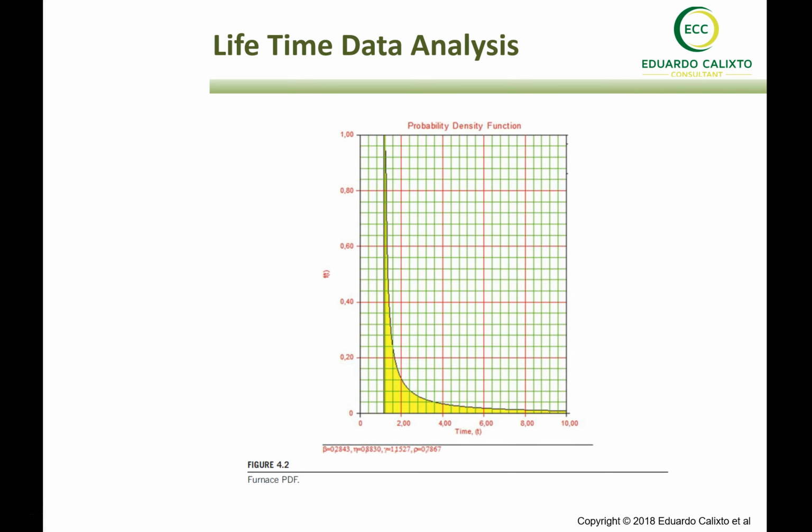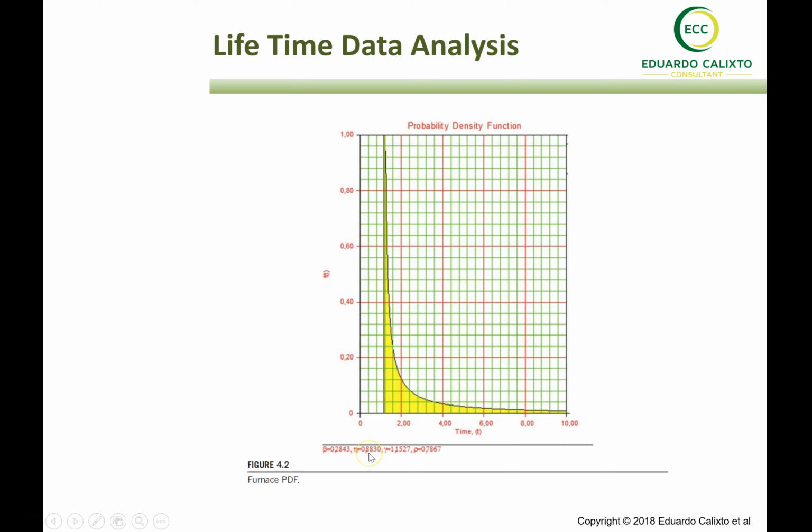So the life cycle analysis represents the behavior of such equipment. Here we demonstrate just a result. We have a beta PDF, and you can see the beta parameters here. The beta parameter has a very small shape parameter, which represents an asymptotic PDF that has failures at the very beginning of life.